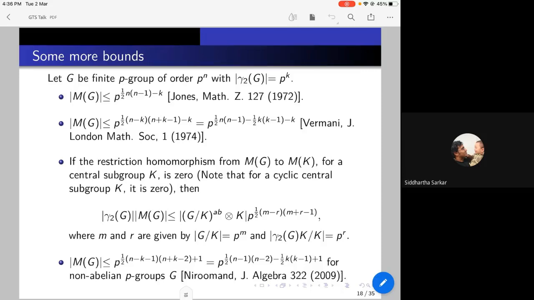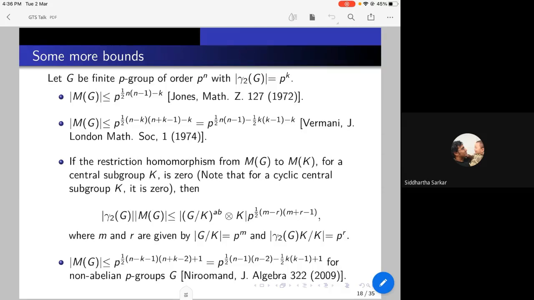Actually, his bound follows from a more general bound he proved: if the restriction homomorphism from M G to M K for a central subgroup K is 0, note that for a cyclic central subgroup K it is always 0, then mod gamma 2 G into mod M G is less than or equal to mod of G by K abelianization tensor product with K into p to the power half m minus r into m plus r minus 1, where m and r are given by mod G by K into p equals p to the power m, and r is given by mod gamma 2 G K by K equals p to the power r. So the second bound follows from this.